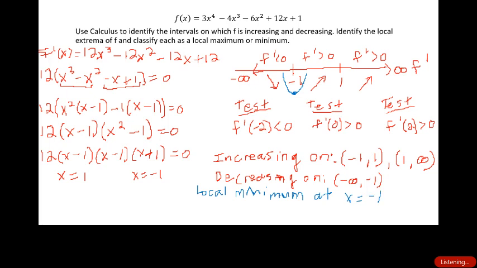Now, here at 1, the function went from increasing to increasing. That is not a minimum or a maximum. So x equals 1 is neither a local minimum nor a local maximum. It's one of those, what we're informally calling saddle points for now. So x equals 1 is not a local extrema. It is neither a minimum nor a maximum.